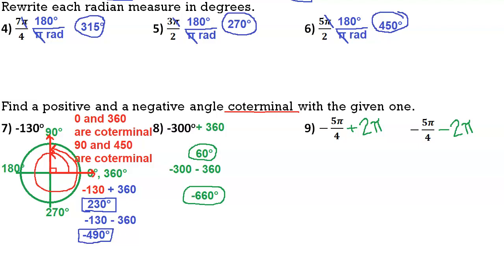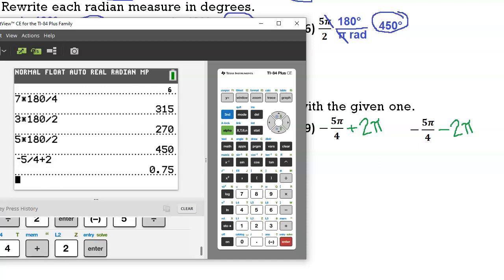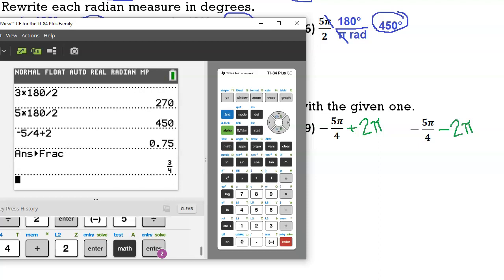Some people actually think it's easier just to change this to degrees, then add or subtract, and then change it back to radians when they're done. I'm not sure I'm a fan of that. It's okay. I probably wouldn't do it myself. You know, if you're really looking for the easy way out, why don't we just take -5/4 and add 2, which is the same as 3/4.